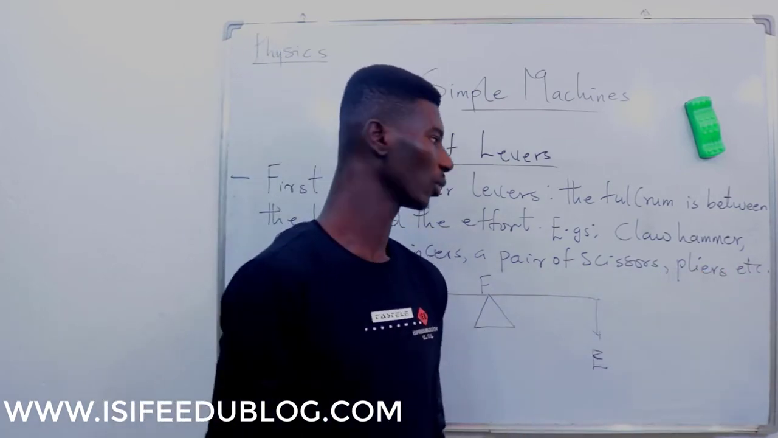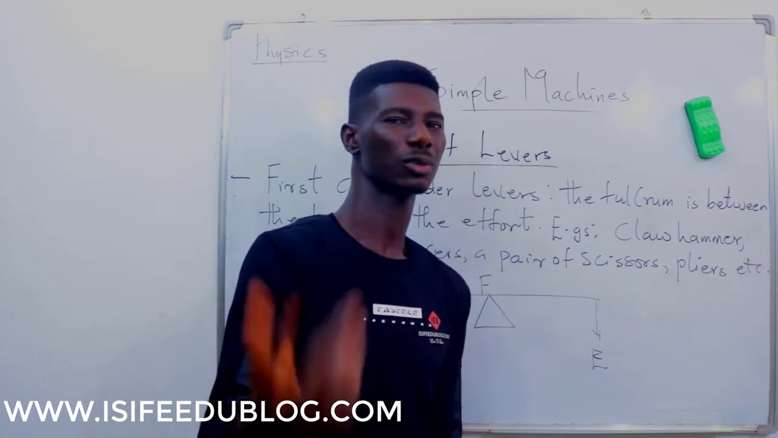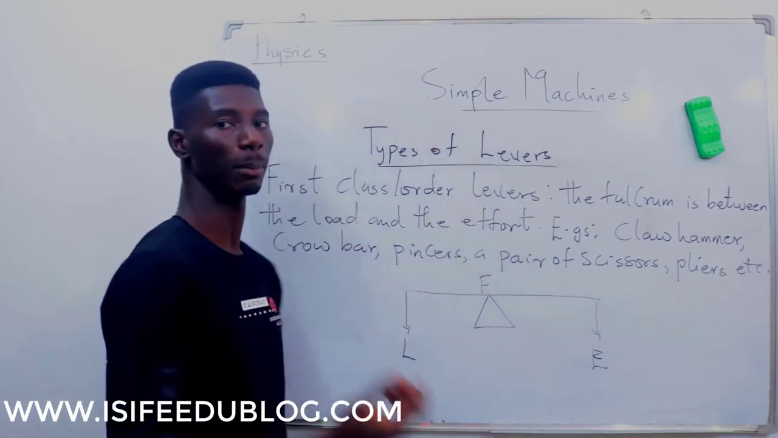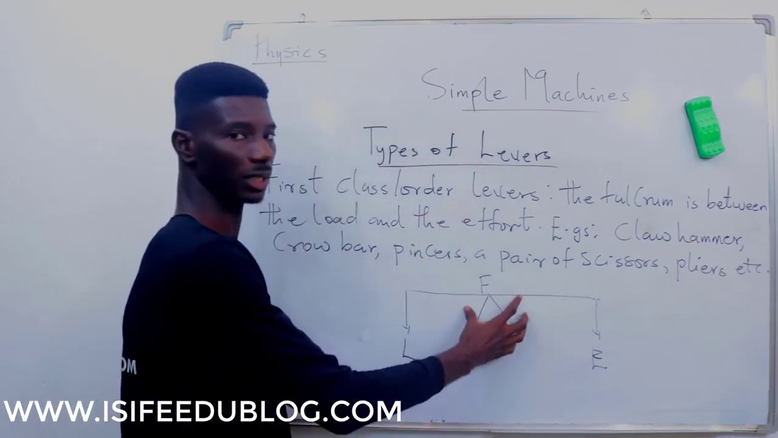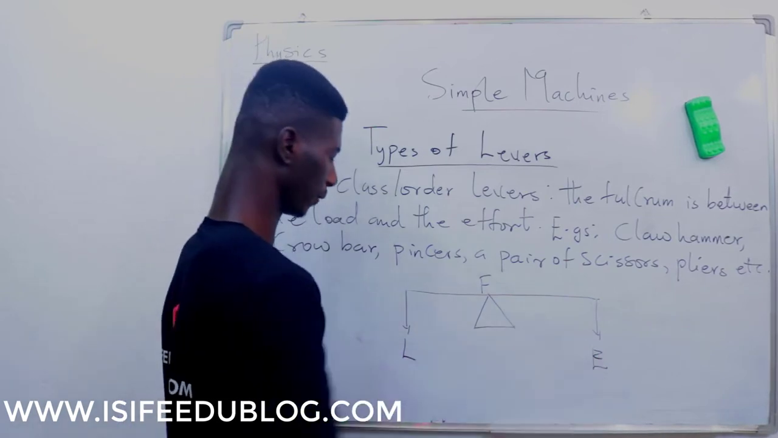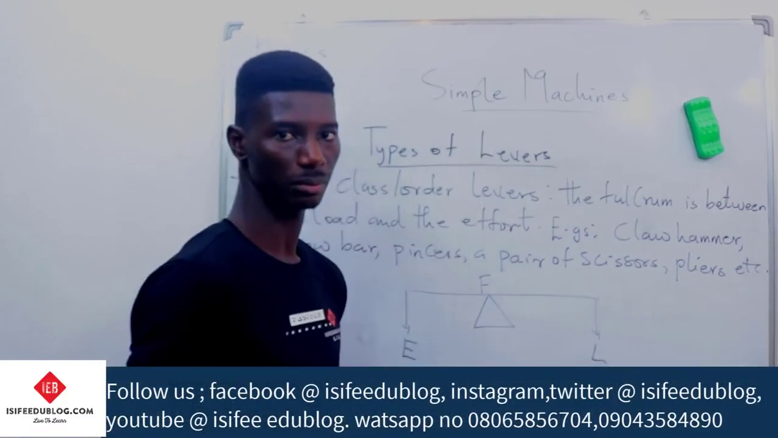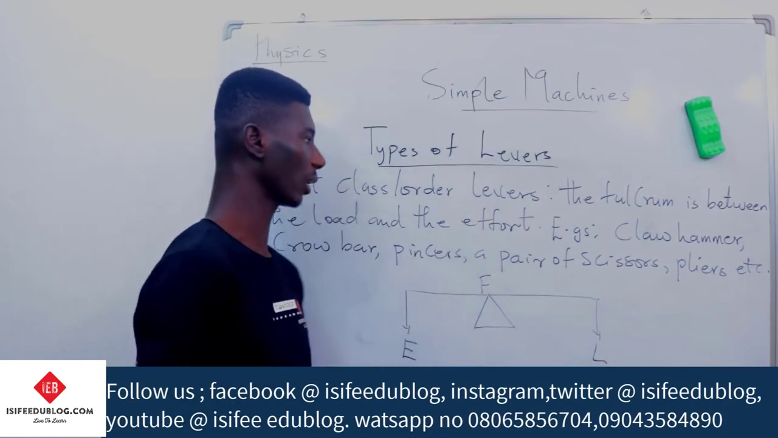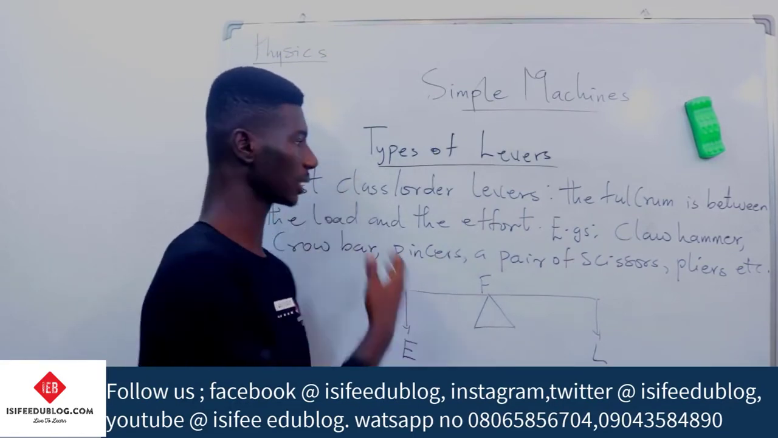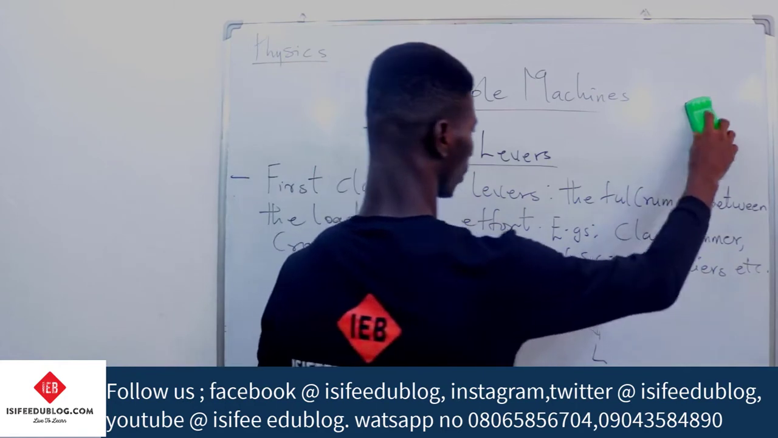Furthermore, we have so many types of first class lever, provided that the fulcrum is between the load and the effort, or you say effort, load. It doesn't matter. So we go back to another class. We have three classes. The first class, the next one is the second class.